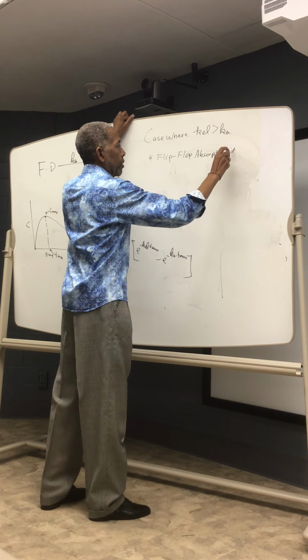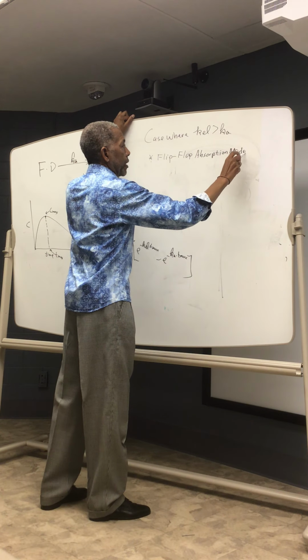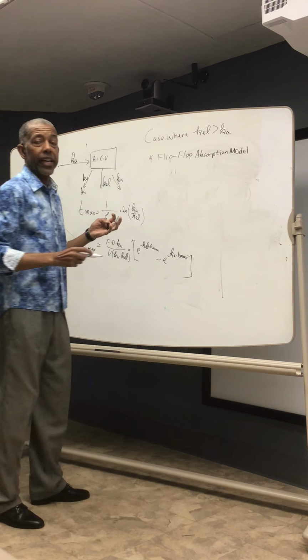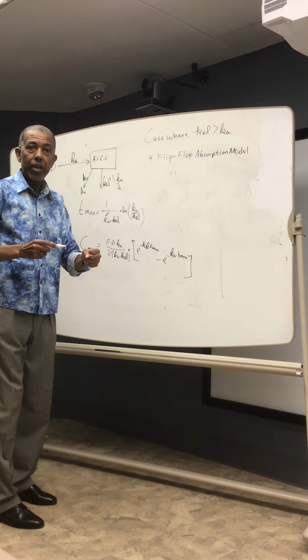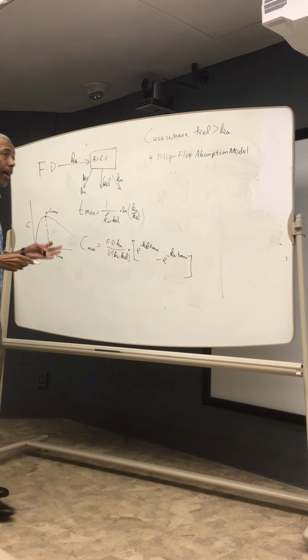Flip-flop absorption model. Okay. The relative sizes of Ka and Kel are reversed, so it's called a flip-flop. Now, the flip-flop absorption model, guess what? The plasma concentration time curve is going to look just like this. It's going to have an absorption phase and an elimination phase.